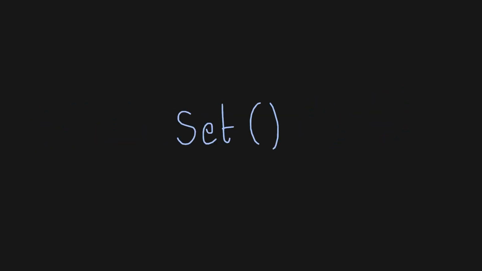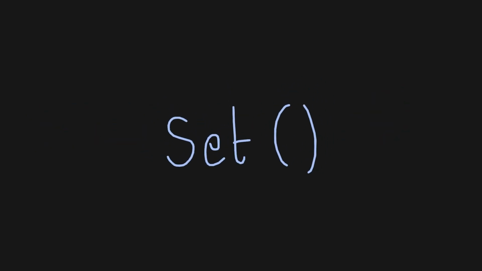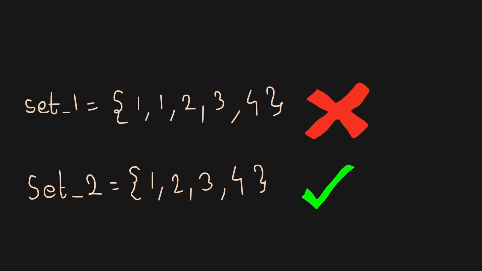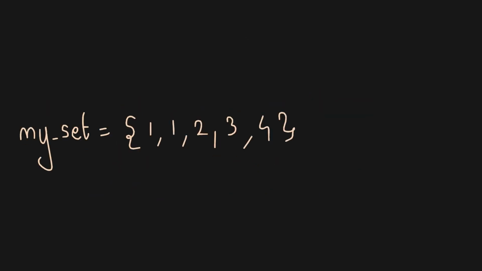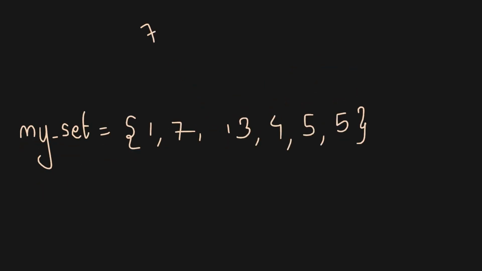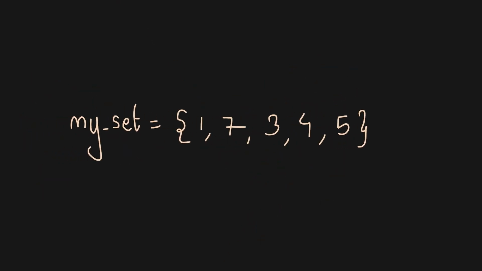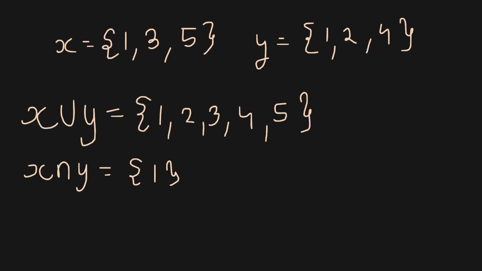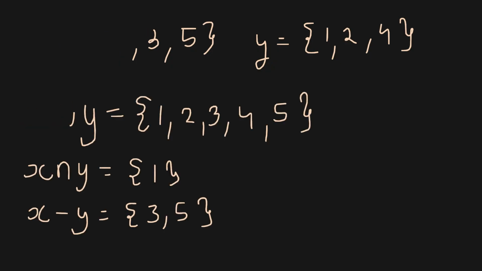Now coming to the last one, it's the set. A set is also very similar to a list, but it cannot have duplicate elements. So if you have a set with the values 1, 7, 7, 3, 4, 5, 5, the set will automatically remove the duplicate values and you will only be left with distinct values. And not only that, you can also perform set operations on sets like union, intersection, difference, etc. So that is also a very useful data type in Python.